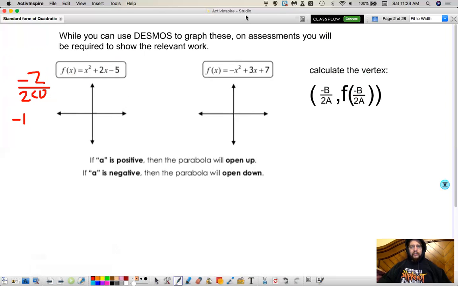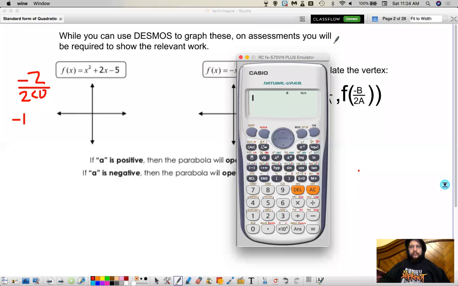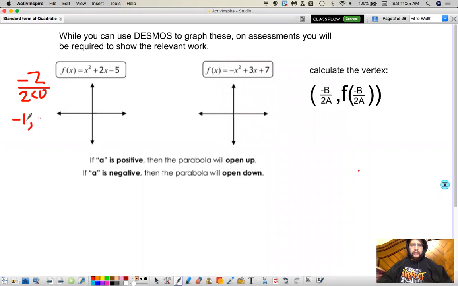Let me grab my calculator. Give me a second. All right, so we're just going to take this function and plug negative 1 into it. Make sure you use parentheses whenever you're evaluating stuff. Anytime you got an x, replace it with some parentheses and stick negative 1 up in there. Boom, negative 6. So in this case, our vertex is negative 1, negative 6.